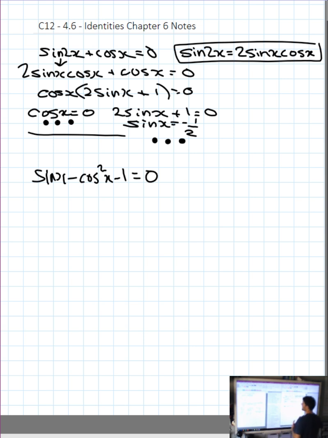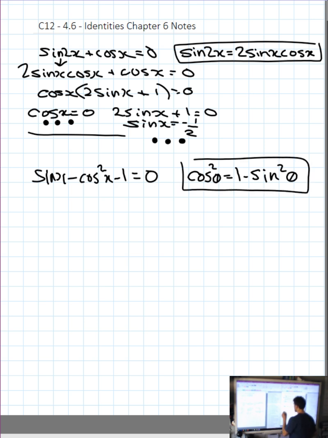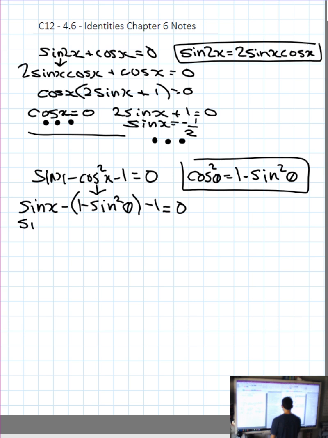And one of those is that cos squared theta is equal to 1 minus sine squared theta. That's a definition, so I'm going to put a box around it, and I'm going to substitute with brackets. So we have sine x minus open bracket, and for cos squared, I'm going to put the definition off to the right, 1 minus sine squared theta, minus 1 equals 0. Then I can distribute the negative, and I get sine x minus 1 plus sine squared theta minus 1 equals 0.